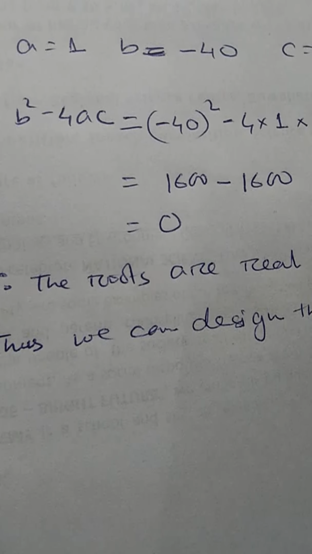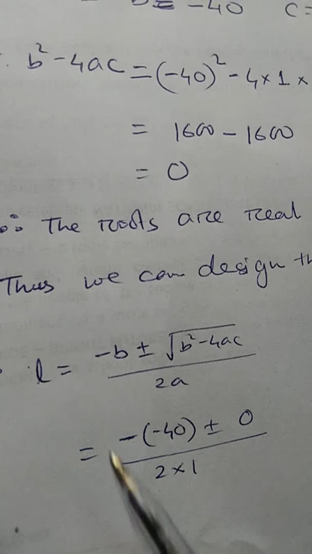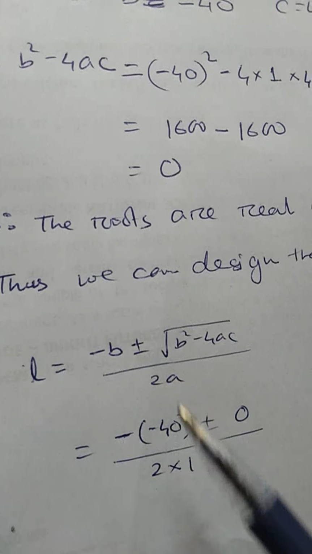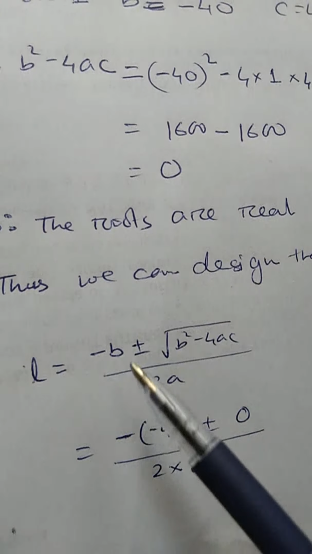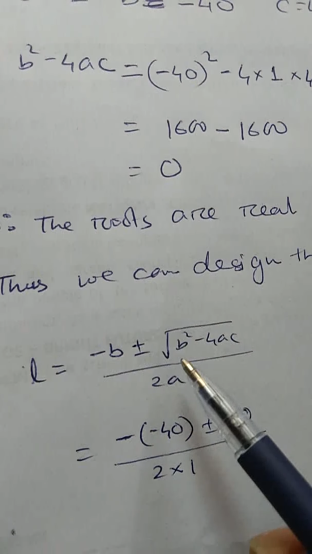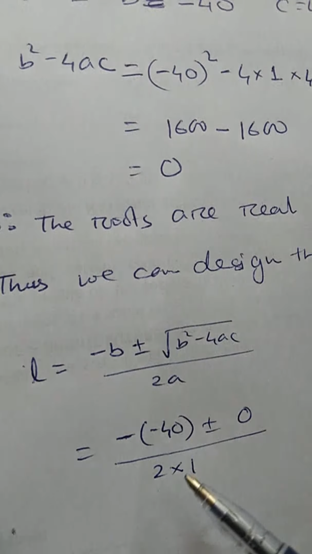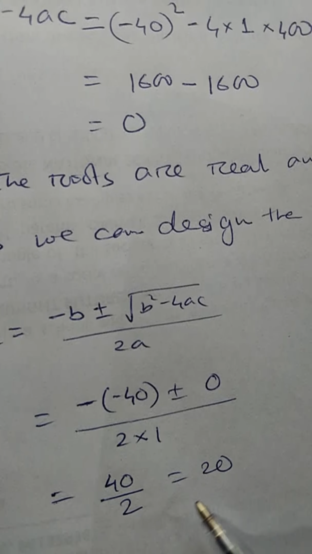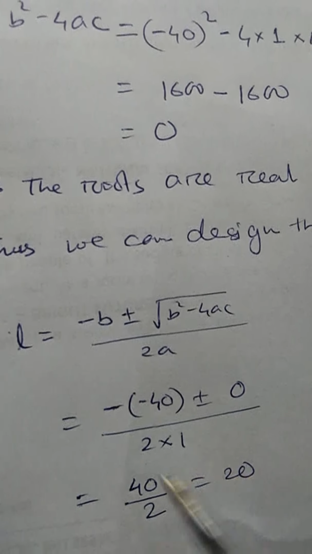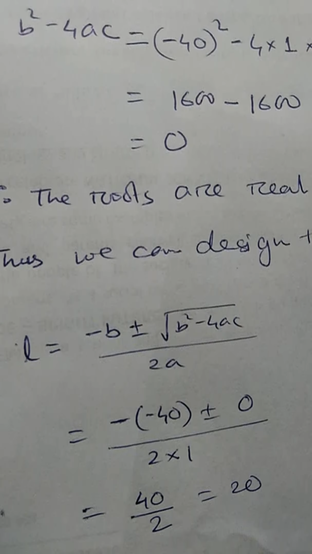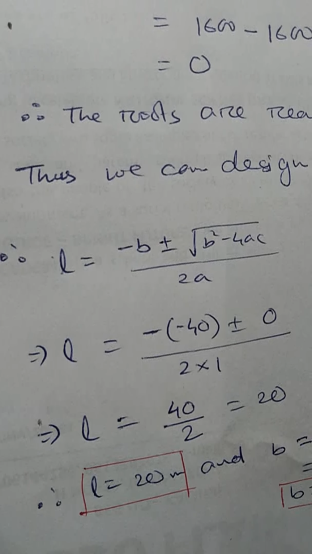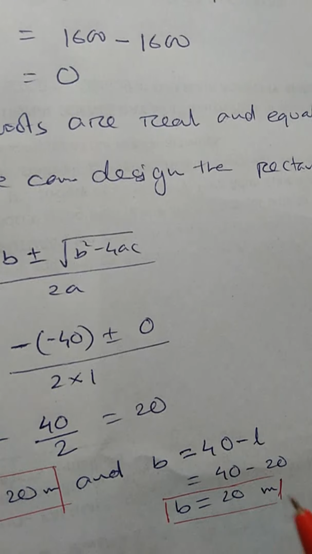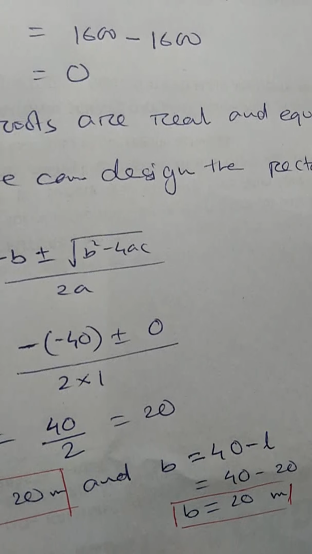So now we can find L and B also using quadratic formula. L equal to minus B plus minus root over B square minus 4AC by 2A. Then value of B is minus 40 plus minus discriminant is 0 by 2A, and we can simplify. So value of L will be 20. Now if L is 20, we can get B also. So you can get L as 20 meter and B is also 40 minus 20, that is 20 meter, and this will be the answer.